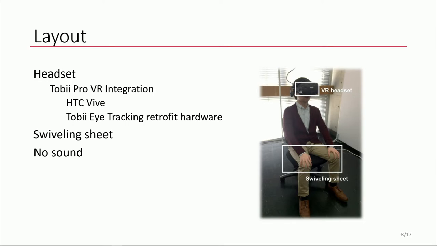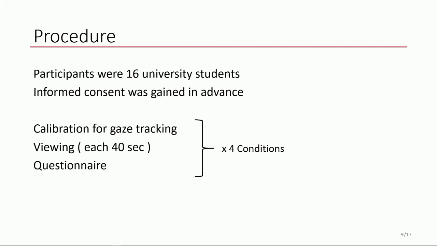About the layout of the experiment, Tobii Pro VR integration based on HTC Vive was used, and it can measure gaze movement, and participants sat on a swiveling chair, wore the headset without headphones. The participants were 16 university students. First of all, the purpose and method of the experiment were explained and their consent was gained. The procedure was participants gazed at the calibration marker for gaze tracking, and then they watched each image for 40 seconds. After that, they answered the questionnaire. Considering the possible influence of viewing order, the image presentation order was randomized.